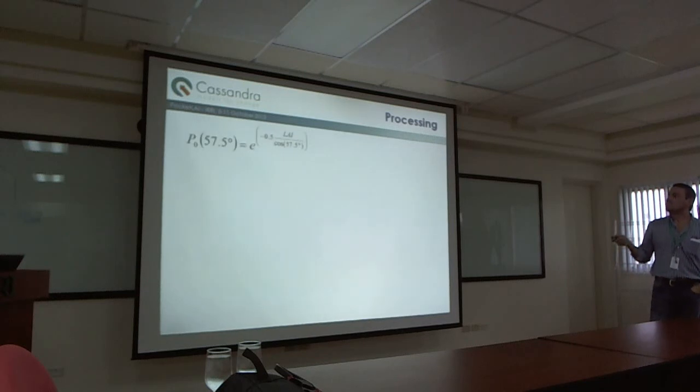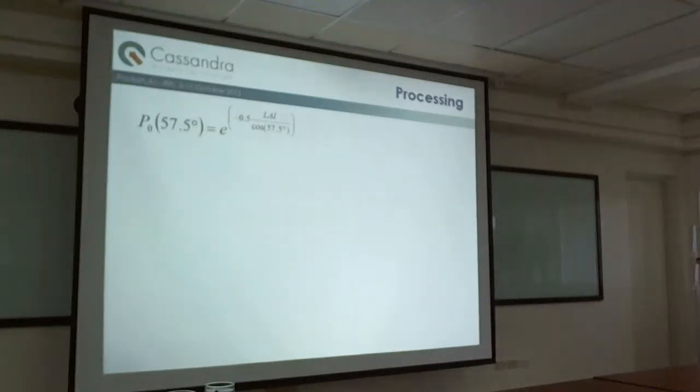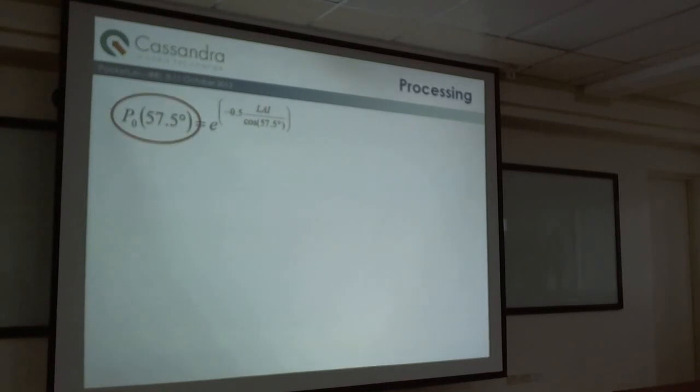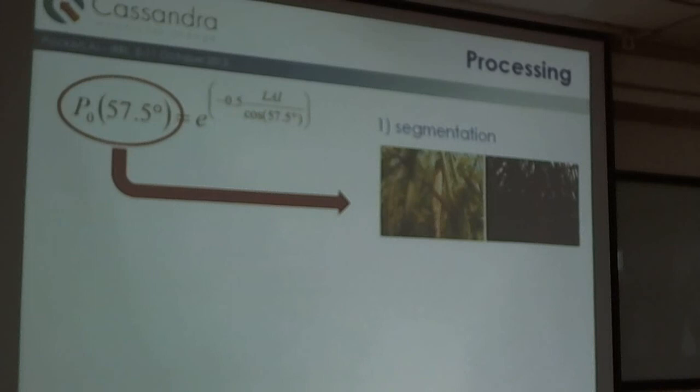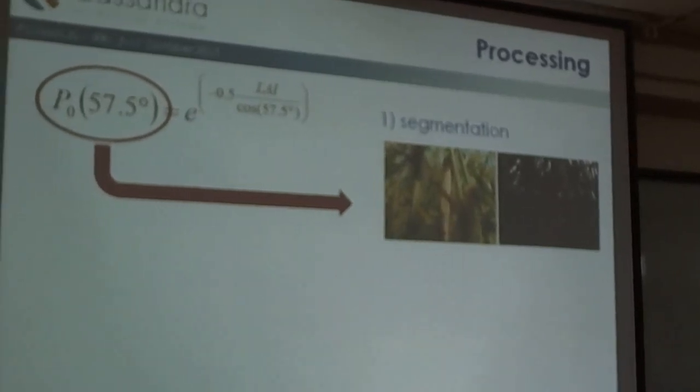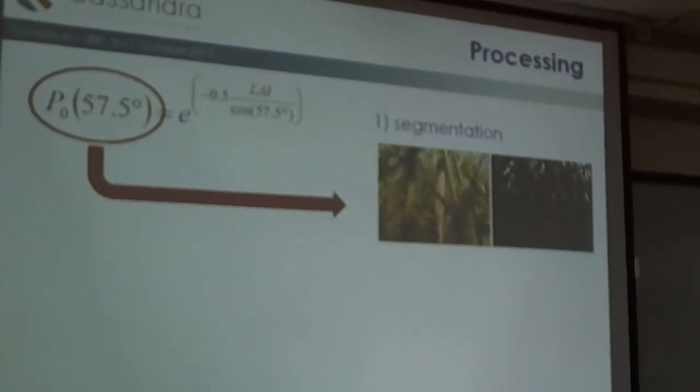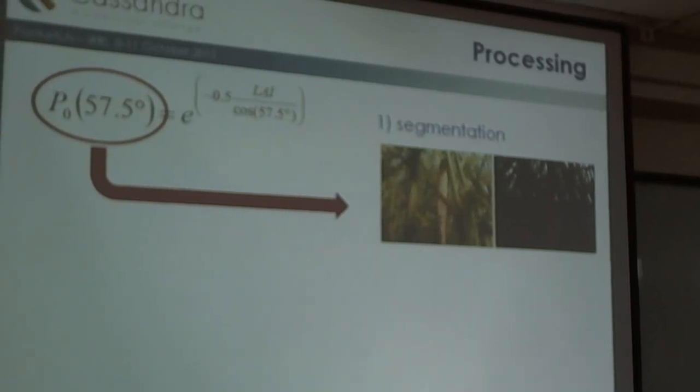So, processing: this is the equation we used, the Warren-Wilson model. This is the gap fraction. The first algorithm we tested when we started developing this application was the segmentation one, and you see here the picture and the result of the processing of the picture. White is, in this case, the gap fraction.